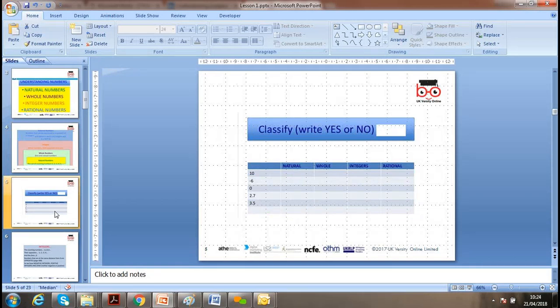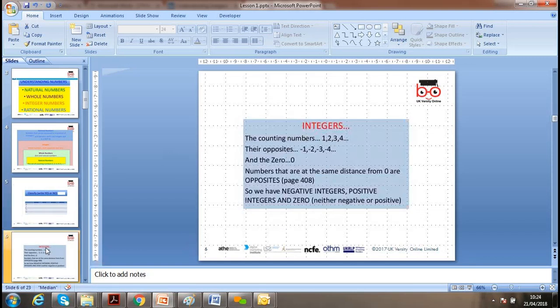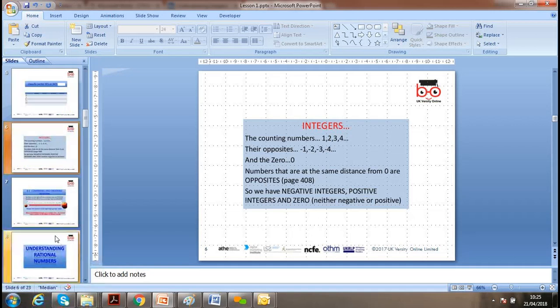Okay, good. And next, 3.5 is exactly the same as well, yes? Yeah, these are just basic. So integers are counting numbers like 1, 2, 3, and their opposites -1, -2, yes? And the zero, and numbers that are the same distance from 0 are opposites. Sorry, we don't have a page number of the booklet. We're not using the booklet. So we have negative integers, positive, yes? Zero, which normally we use.